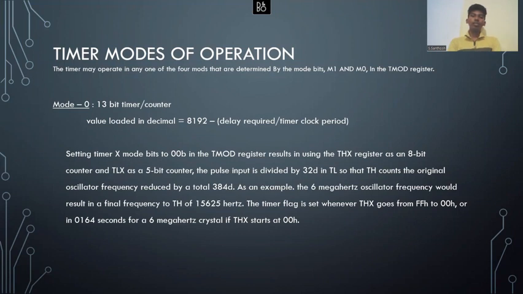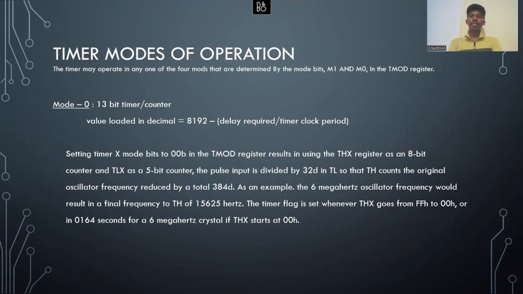Setting the timer X mode bits to 00B in the T mod register results in using the THX register as an 8-bit counter and TLX as a 5-bit timer. The pulse input is divided by 32 decimals in TL so that TH counts the original oscillator frequency reduced by a total 384 decimal values. As an example, we have a 6 megahertz oscillator frequency that would result in a final frequency of TH 15,625 hertz.